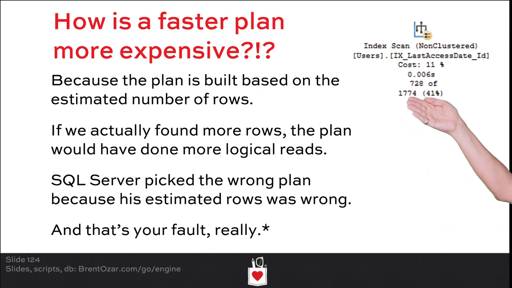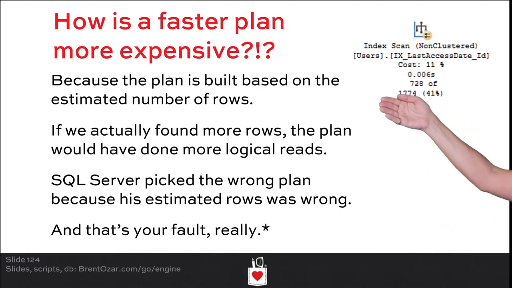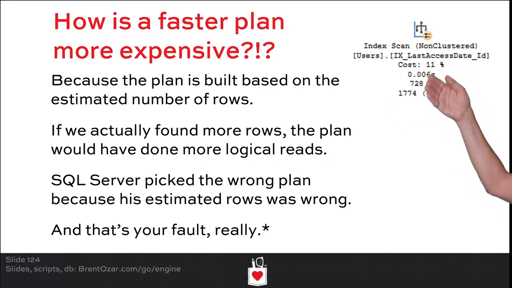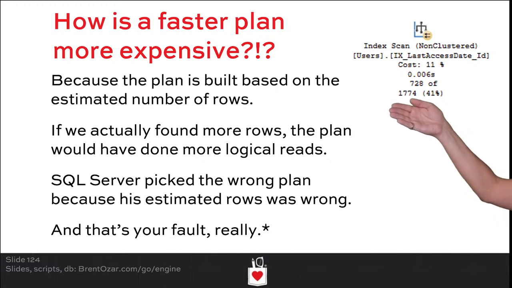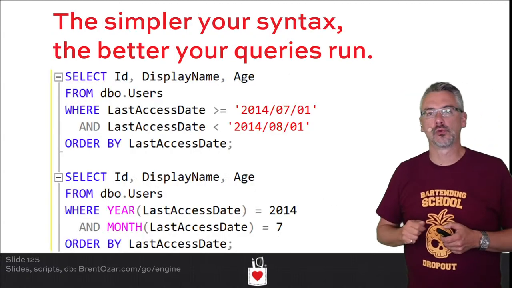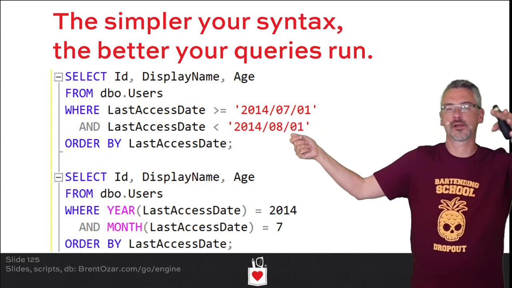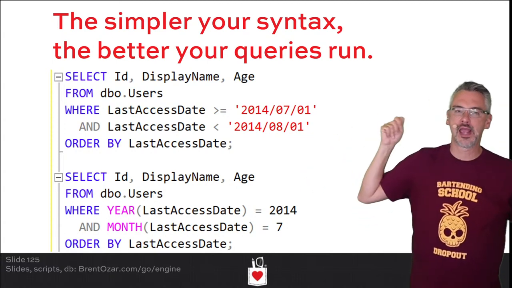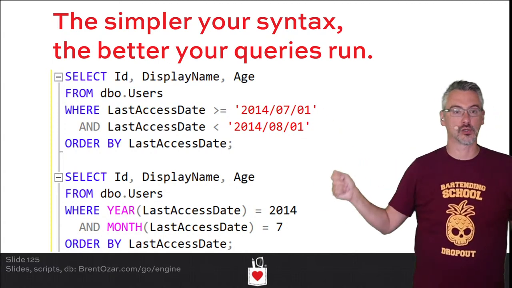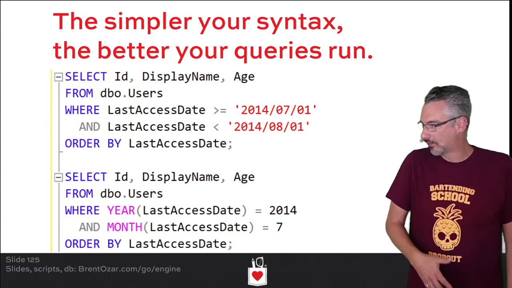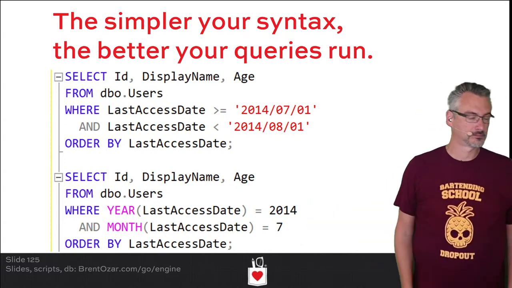It all comes back to our estimates. SQL Server estimated that 1,774 rows were going to come back. They didn't. Less rows came back. If its estimate was correct, maybe a table scan would have been better. But its estimate was wrong because SQL Server couldn't understand our syntax. With this syntax, it's really straightforward and easy for SQL Server to pop open the histogram and understand exactly what stats it needs to use. For this, SQL Server doesn't have stats on the year of last access date plus the month of last access date. It could, but it doesn't.